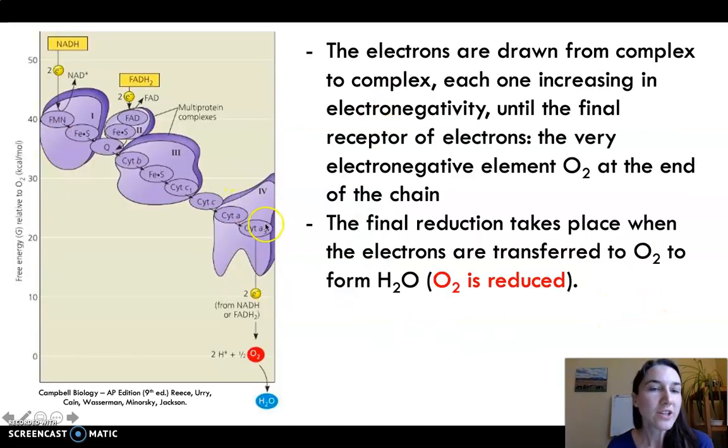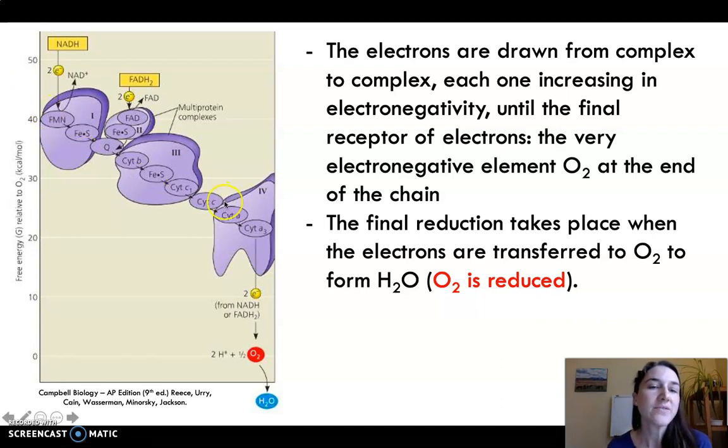So if you actually look at this, and you don't need to know all these different protein complexes, it gets pretty complicated, but you're going to notice that each protein complex has a slightly higher electronegativity, essentially, which means it's going to attract those electrons more than the previous complex. And that's going to cause these electrons to get drawn from complex to complex to complex to complex. And each transfer is going to release a little energy to help power those proton pumps.